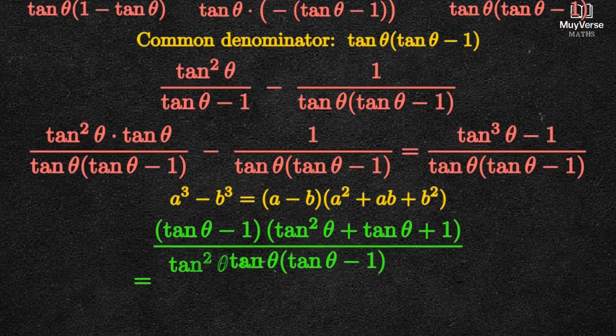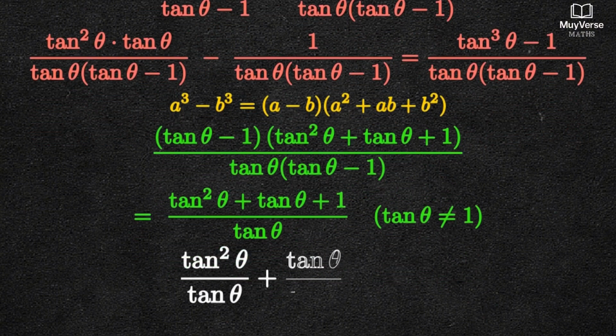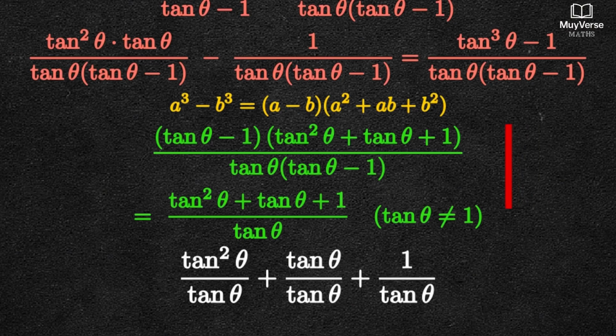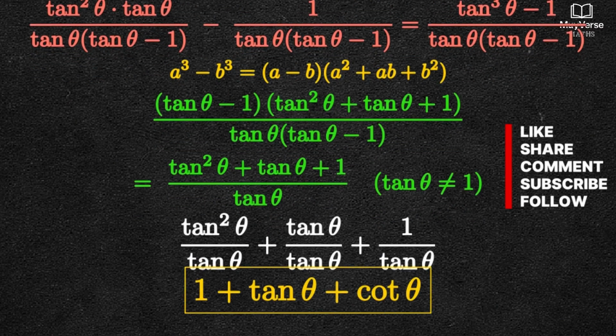Step 6. Split the fraction term by term. Tangent squared over tangent gives tangent. Tangent over tangent gives 1. 1 over tangent gives cotangent. The simplified result is 1 plus tangent theta plus cotangent theta.